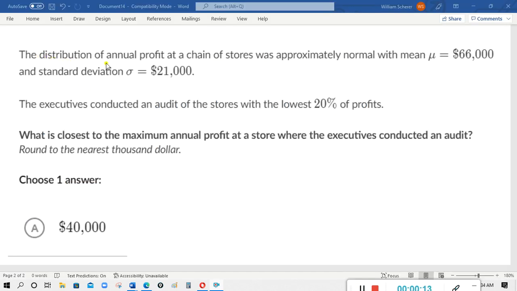All right, so the distribution of annual profit at a chain of stores was approximately normal, with a mean of 66,000 and standard deviation 21,000. The execs conduct an audit of the stores with the lowest 20% of profits. What is closest to the maximum annual profit at a store where the execs conducted an audit? Round to the nearest $1,000.